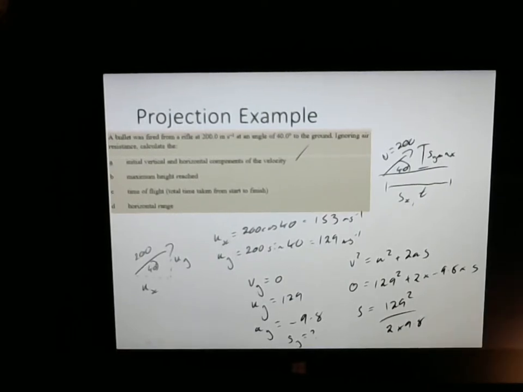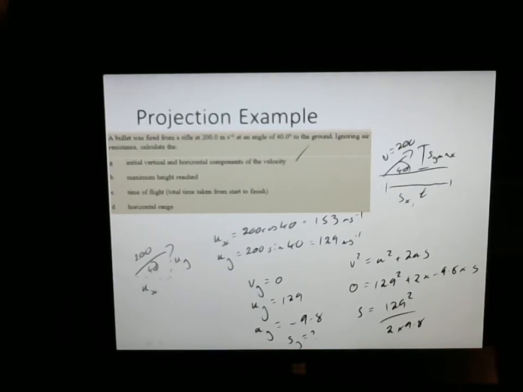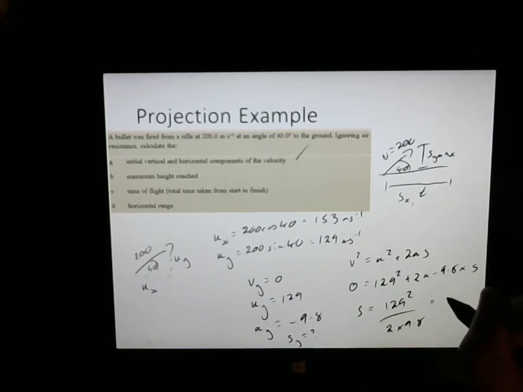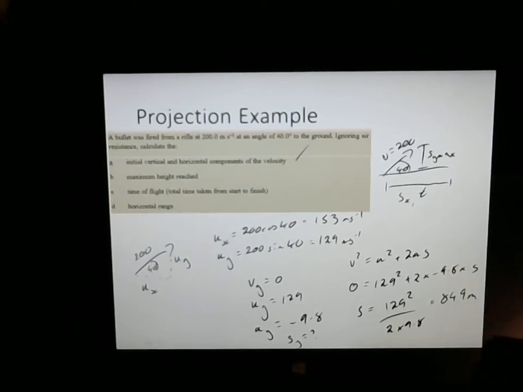129 squared divided by 19.6 gives us 849. Yep, that's right. Equals 849 meters. You might go, wow, that seems really high. That's almost a kilometer. But I mean, you are shooting a rifle nearly at a 45-degree angle. That's a lot of speed.